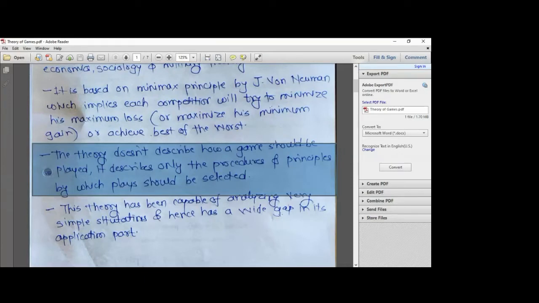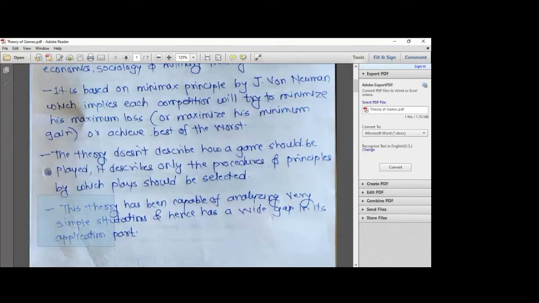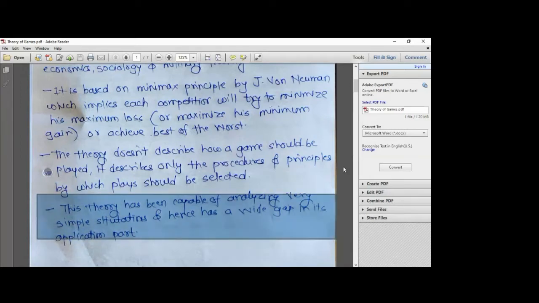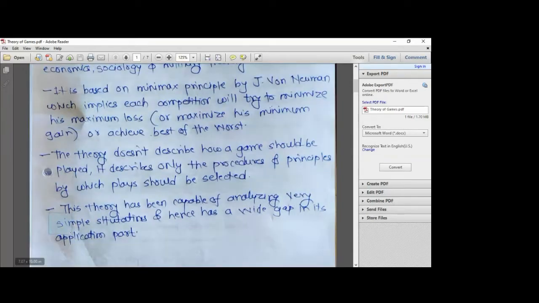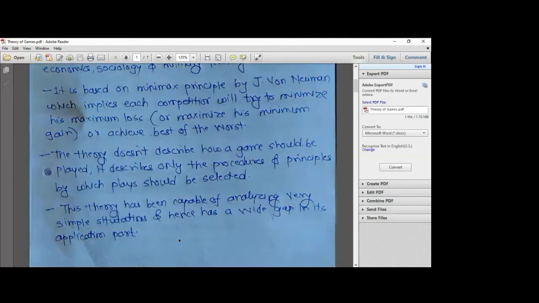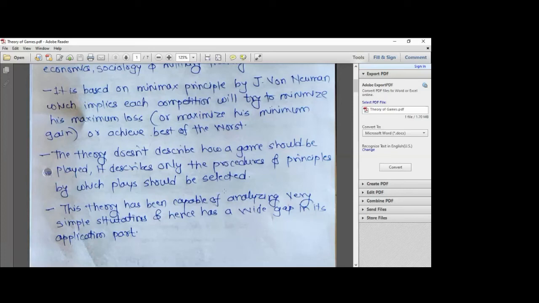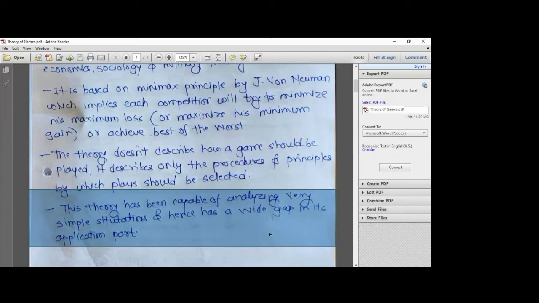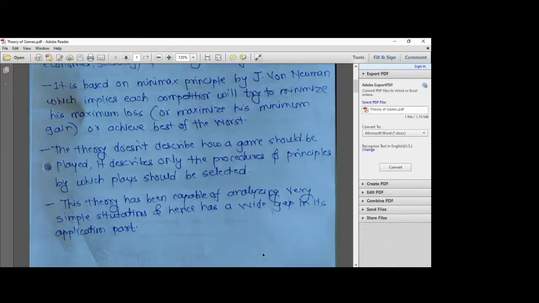It describes only the procedures and the principles by which the plays should be selected, right? So this theory has been capable of analyzing only very simple situations, and hence the wide gap in its application part. So this is one of the drawbacks of it, right? For some simple situations, and also for some of the complex situations, you can use this theory for analyzing purposes. But again, when we have to apply it on a larger scale, it has less application. So this is, you can say, one of the disadvantages of game theory, right?